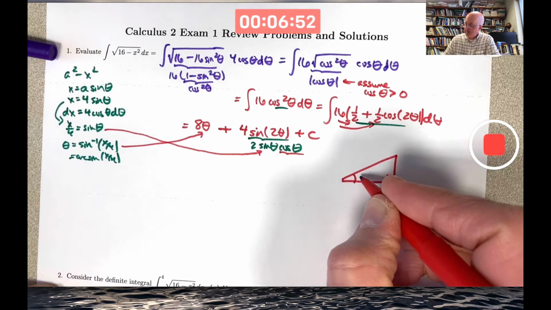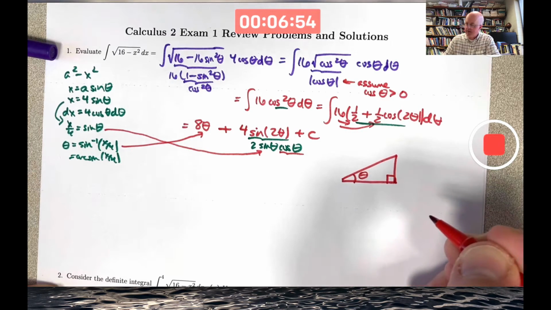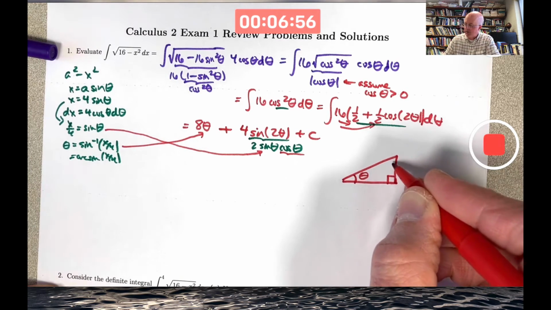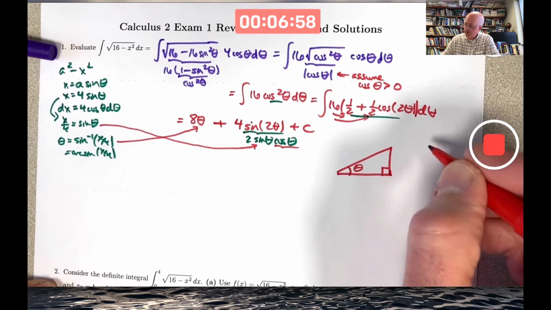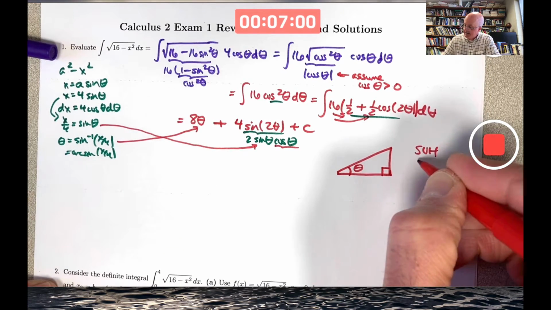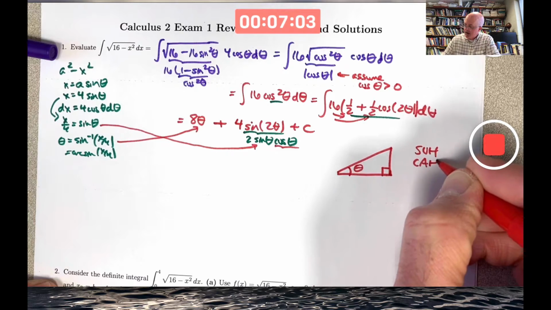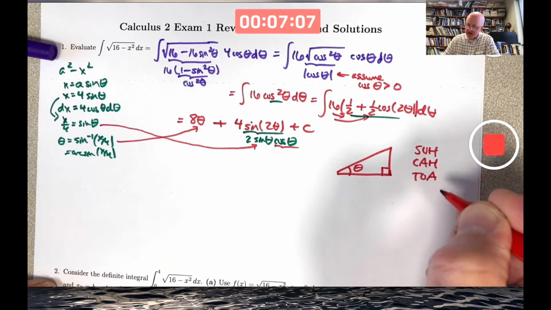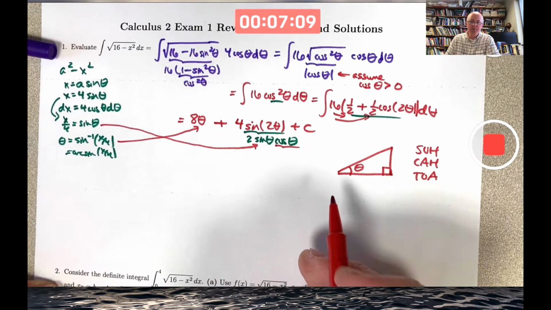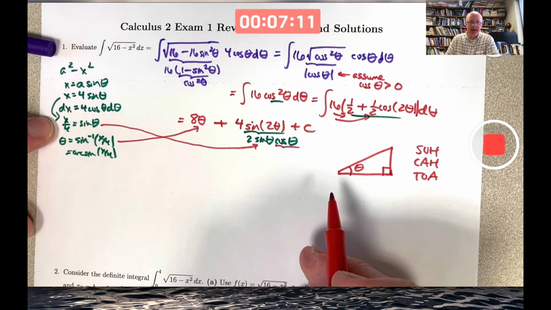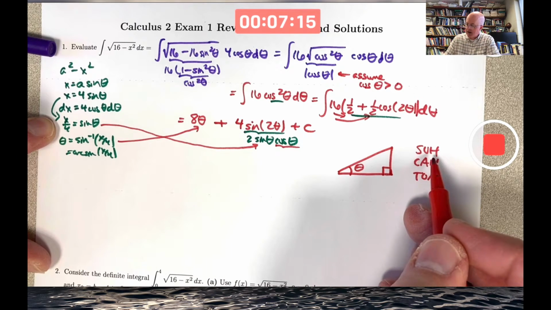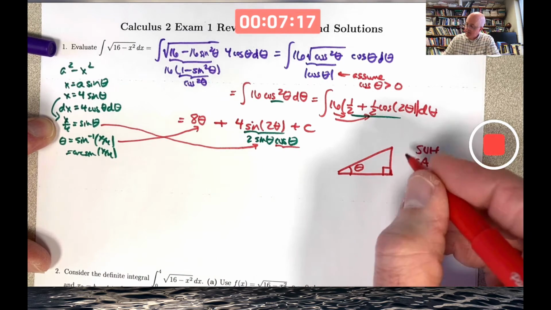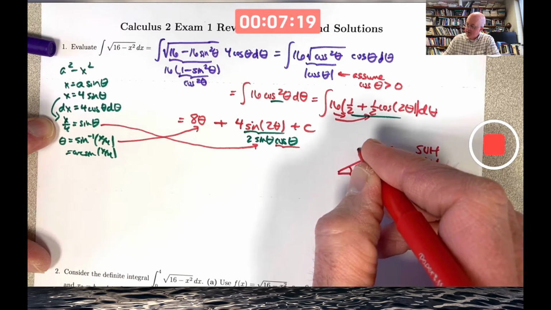Draw a right triangle, label one of the non-right angles with theta. I'll label it this one, but I could have done that one. And then you want to remember SOHCAHTOA, right? Sine is opposite over hypotenuse, cosine is adjacent over hypotenuse, and tangent is opposite over adjacent. We know the sine of this angle is x over 4. So, opposite over hypotenuse. Therefore, I can take the opposite side to be x and the hypotenuse to be 4.